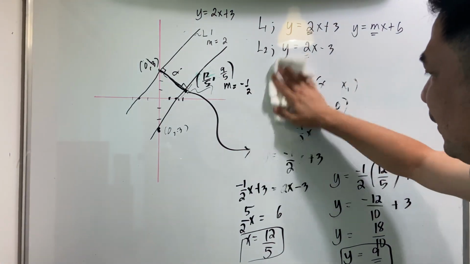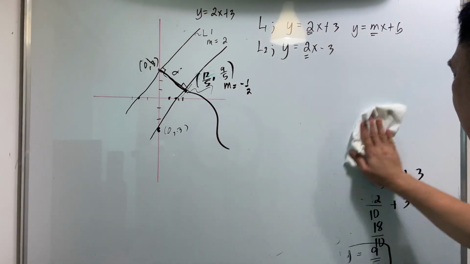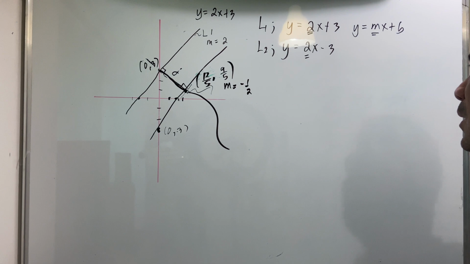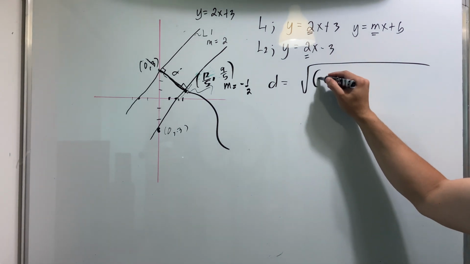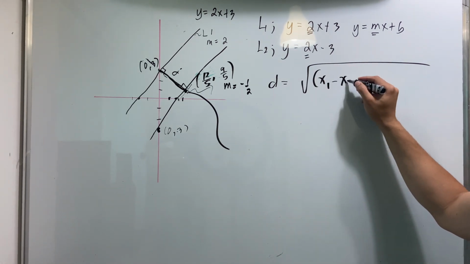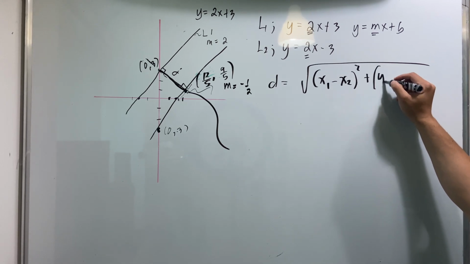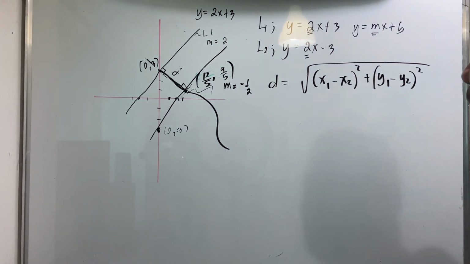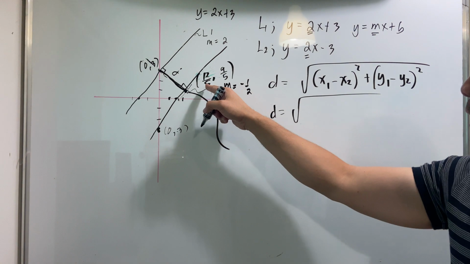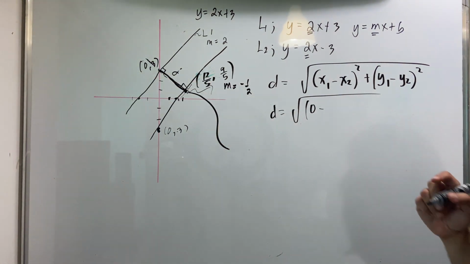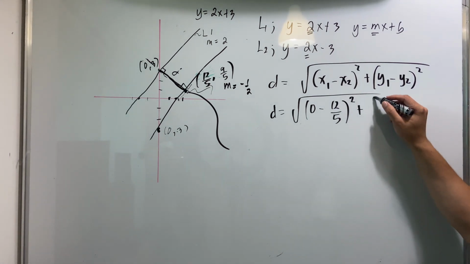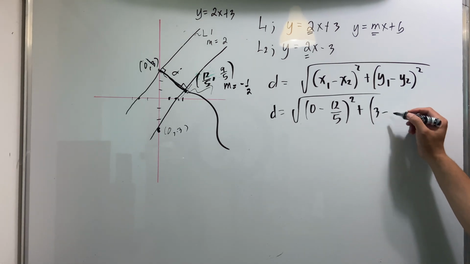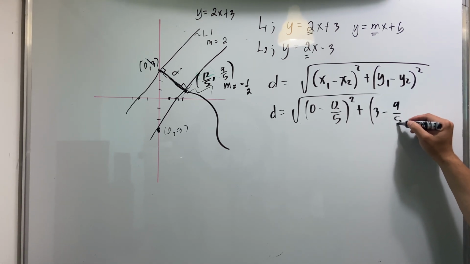well, let me erase this one. So the distance now, using our distance between 2 points formula, is x1 minus x2, or x2 minus x1. Either way, y1 minus y2 squared. So therefore, you have the square root of, if this is our x1, 0 minus x2 is 12 over 5 squared, plus 3 minus 9 over 5 squared.